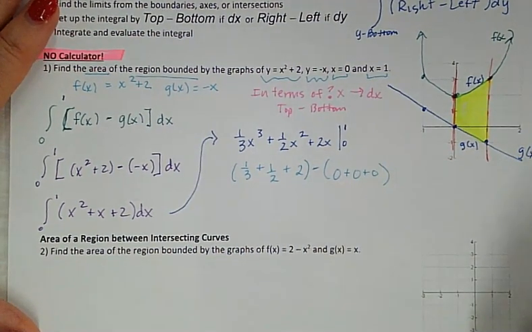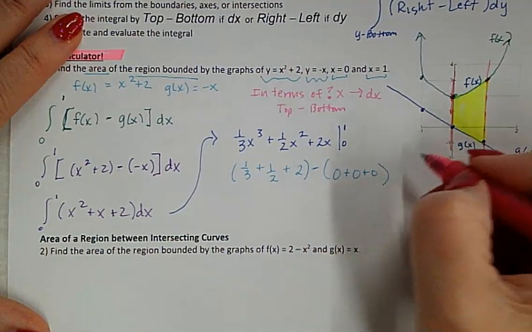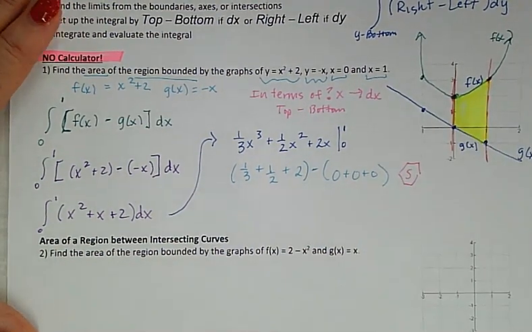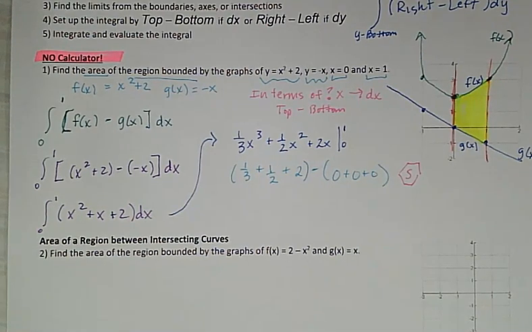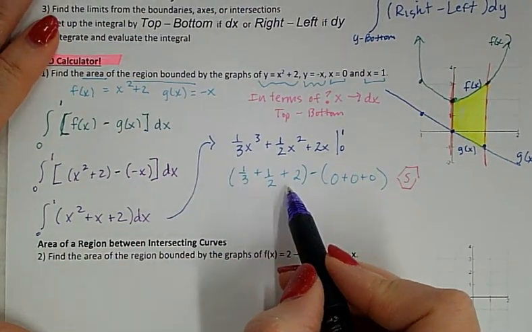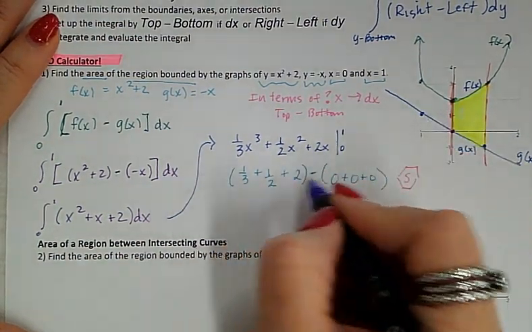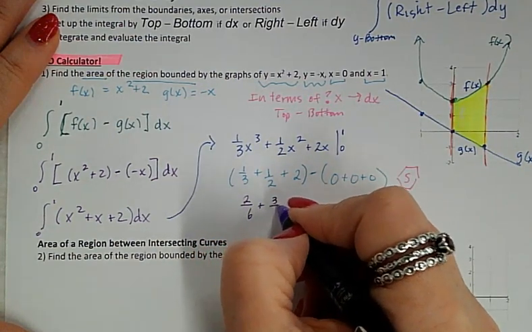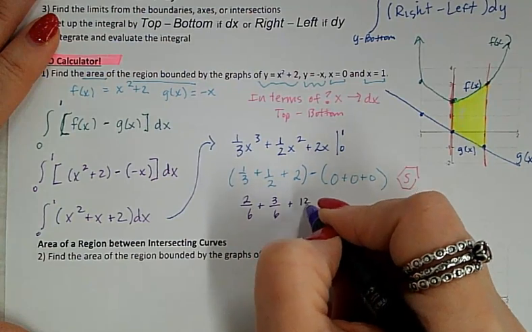This would be an okay safe stop at this point if you didn't need this answer for anything else in the problem. If you did need this answer for anything else in the problem, then you would go ahead and calculate it. We're going to go ahead and calculate it just for good old-fashioned practice. So when I have these fractions right here, I need to get a common denominator, so I'm going to make them all 6. So that's going to be 2/6 plus 3/6 plus 12/6.